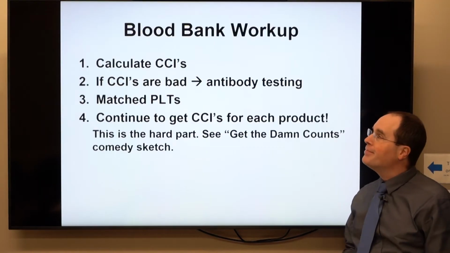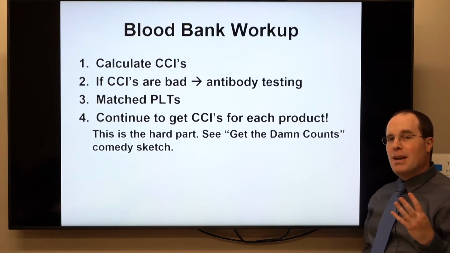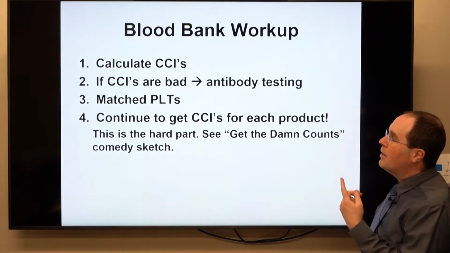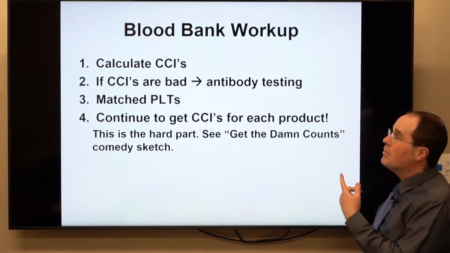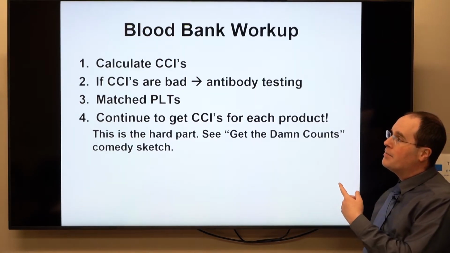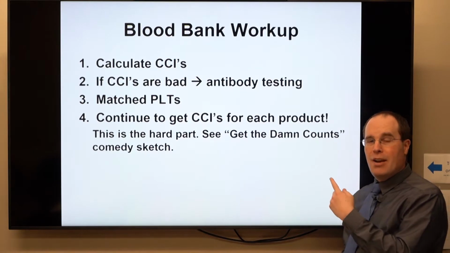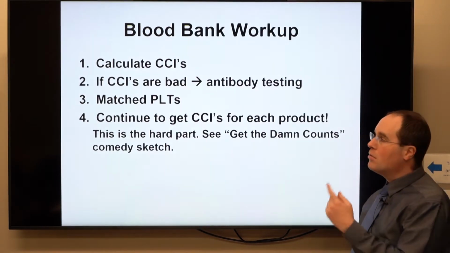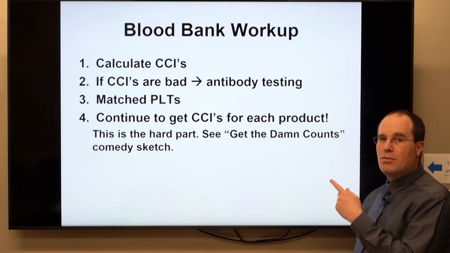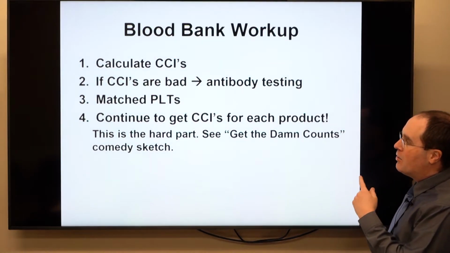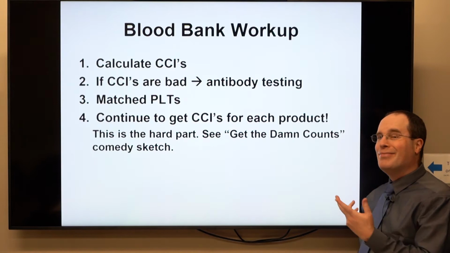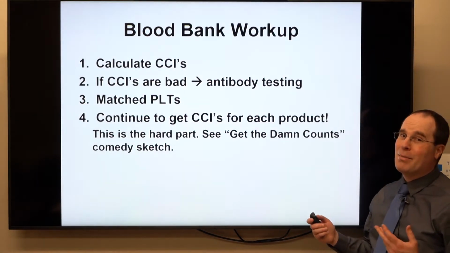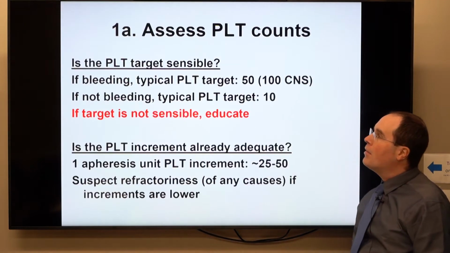Now what? So the 4 basic steps we're going to talk about are: number 1, calculate the CCIs. If the CCIs are bad, then do antibody testing. Then if the antibody testing is positive and you think you're dealing with immune refractoriness, then do matched platelets. Finally, continue to get CCIs for each product. This is the hard part. I even made a comedy sketch about this called Get the Damn Counts, if you're interested.